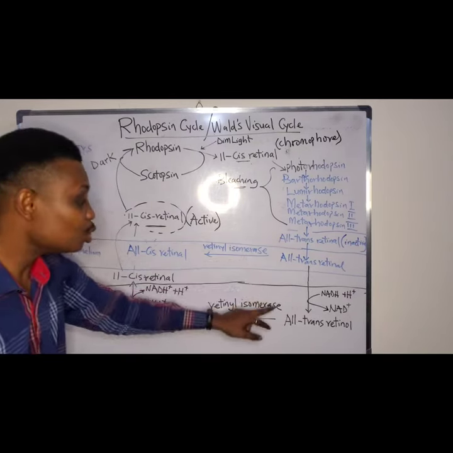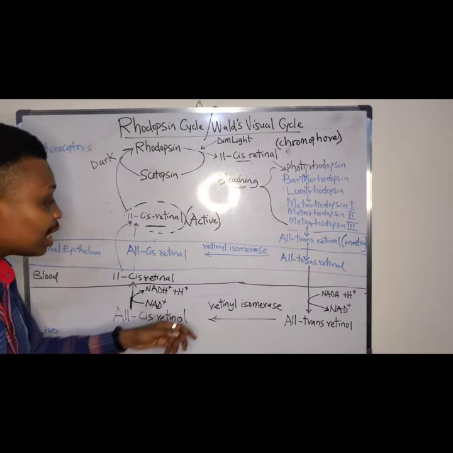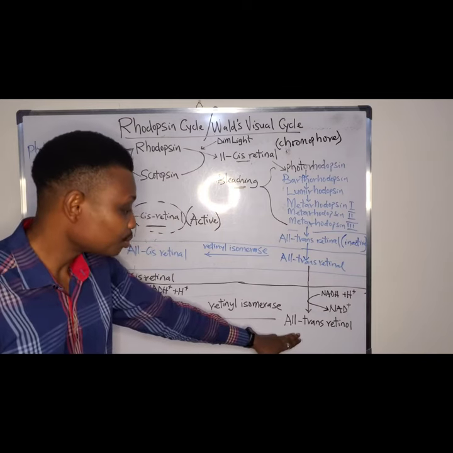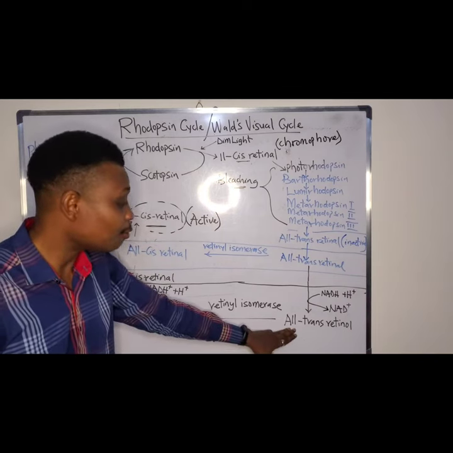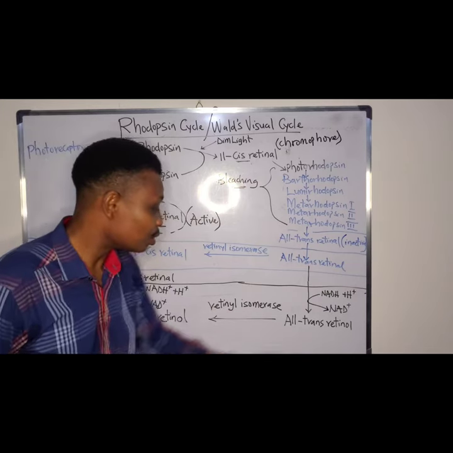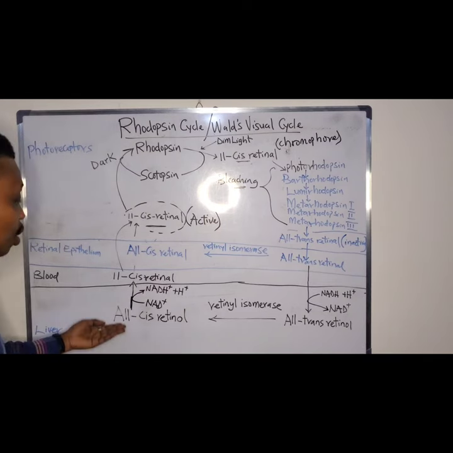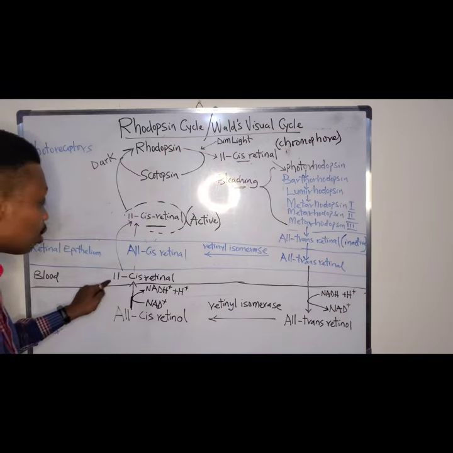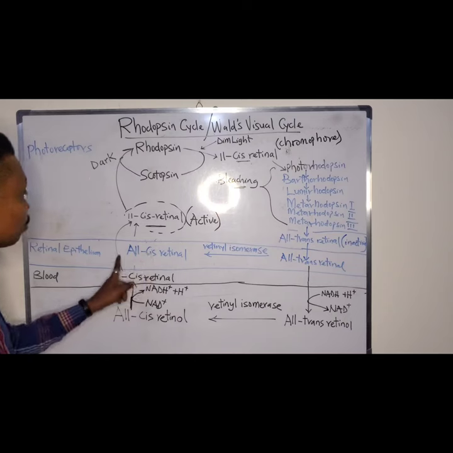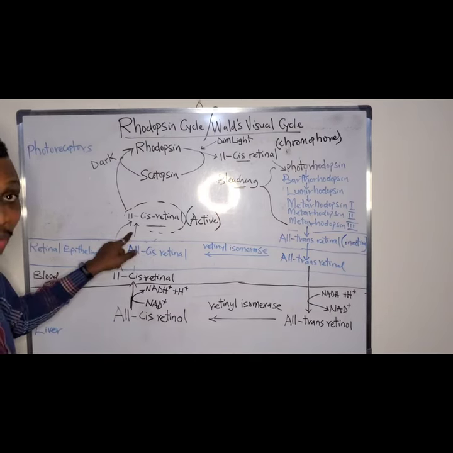Some of them escaped into the bloodstream, and then from the blood they were carried to the liver. Now, in the liver, they become converted into all-trans retinol. And then all-trans retinol in the liver also undergoes a process of isomerization to form all-cis retinol. And then this all-cis retinol goes back into the blood to form all-cis retinal, which then goes back through the retinal epithelium into the photoreceptor.